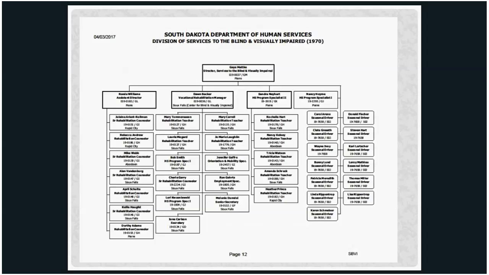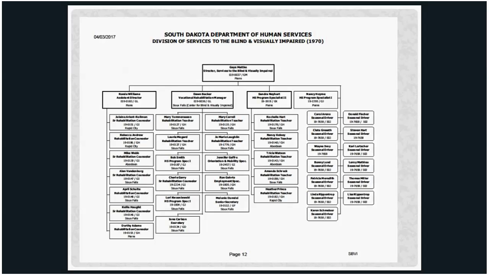Service to the Blind and Visually Impaired is co-located with Division of Rehab Services around the state. We also share clerical support with DRS. We have our SBVI VR counselors, DRS VR counselors, our SBVI rehab teachers, and then support staff within those shared offices. We also share the same case management systems. So we work very, very closely together.